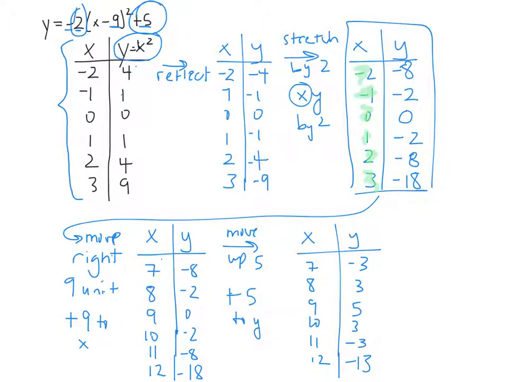So that would be a set of ordered pairs that could help me graph it if the transformations are kind of tricky for you to see. This is just an alternate way of doing that.